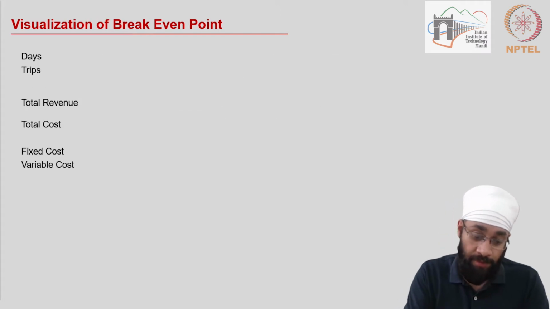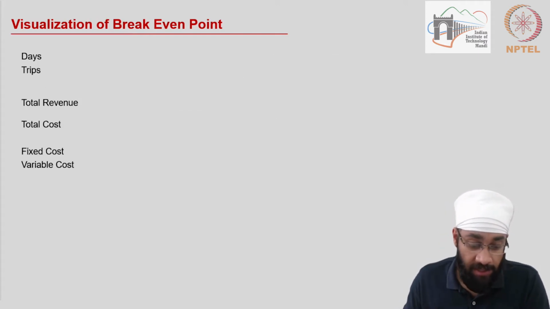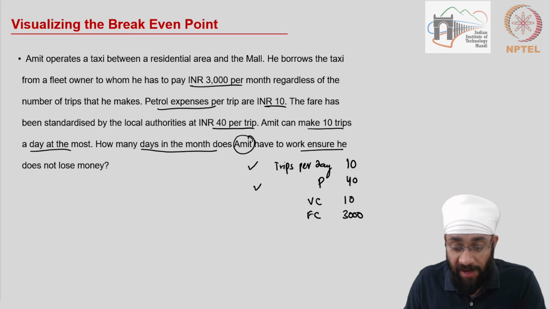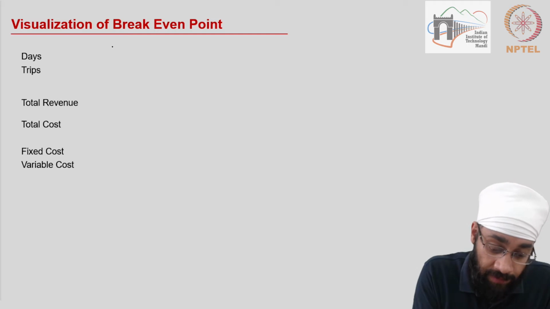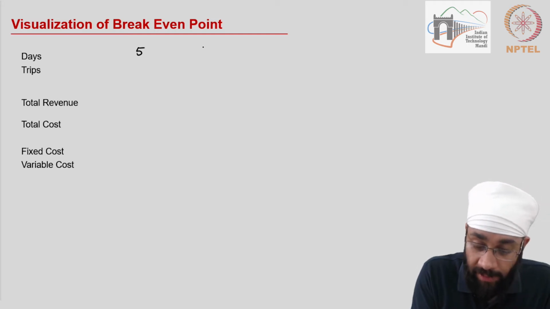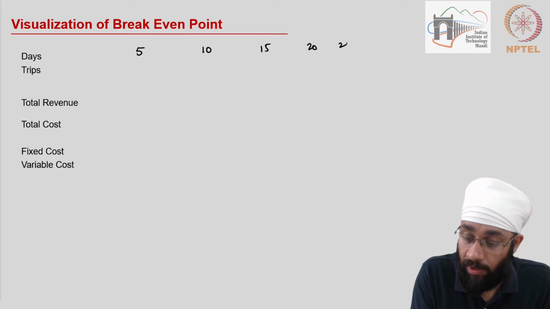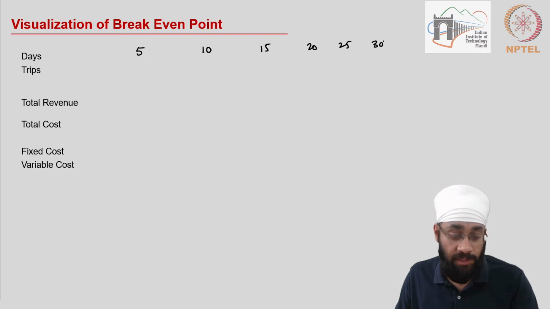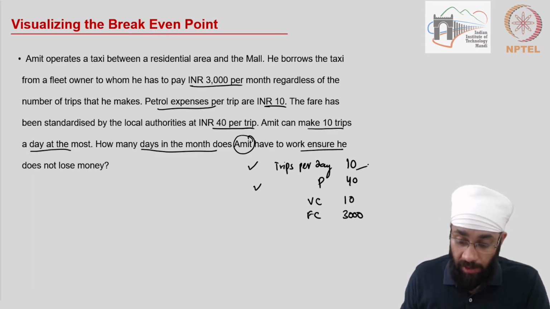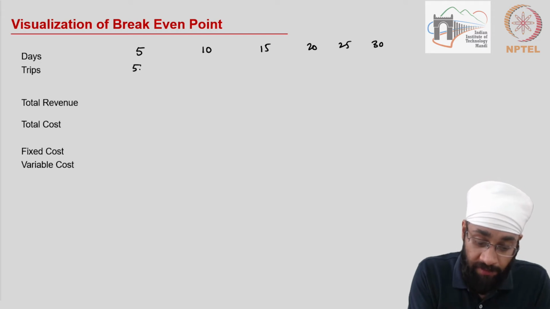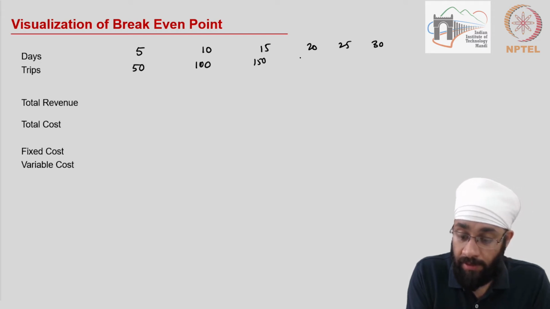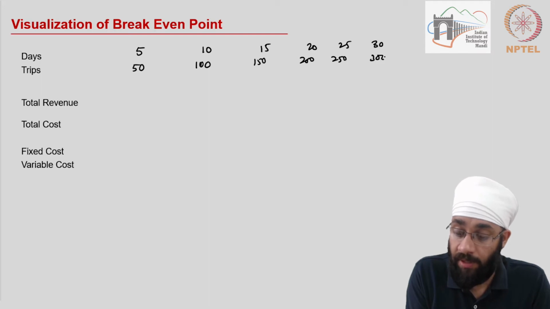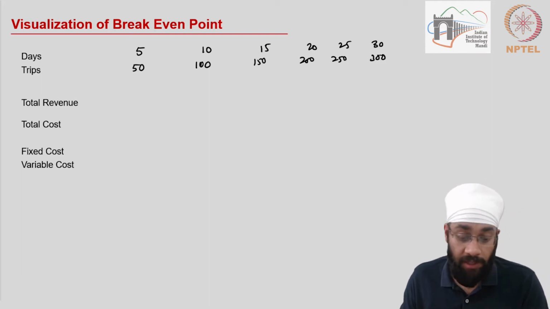So I'm going to do a bit of scenario analysis here, and I'm going to say what happens if I work 5 days a month, 10 days a month, and so on. So let's say if you work 5 days, 10 days, 15, 20, 25, and 30. There are different scenarios, and what is going to happen to your revenue, cost, and so on. So 10 trips a day means you would make 50 trips, 100 trips, 250, and 300. These are the number of trips that you will be able to make as you increase the number of days.